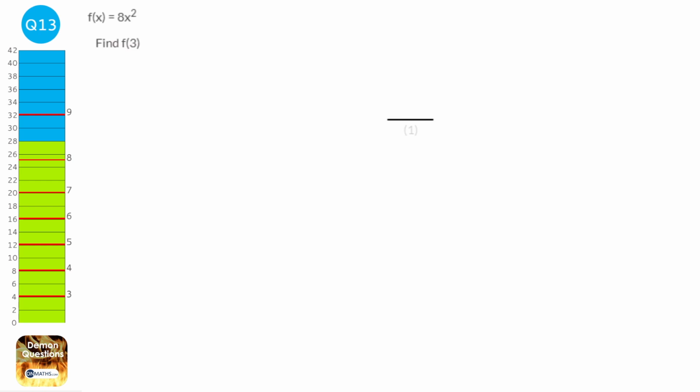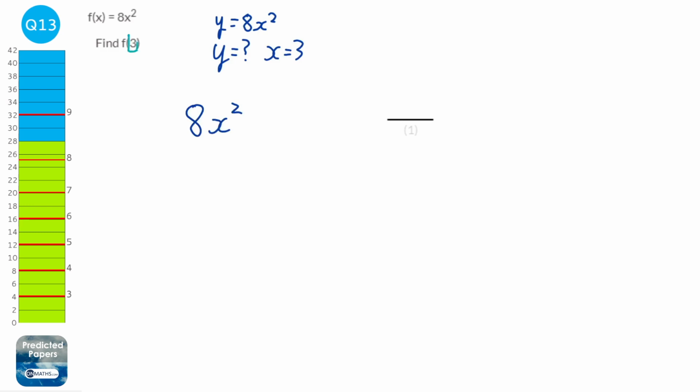This question is the same as questions you get where you've got y equals 8x squared, and you're asked to find what y is when x equals 3. The questions are exactly the same, but instead of y we write f of x, and this is saying that the function is 8x squared, and we want to feed in the 3 into the function. So it's going to be 8 times 3 squared, and 3 squared is 9, and 8 times 9 is 72, so the answer would be 72.